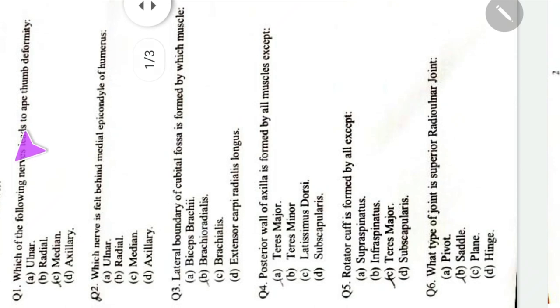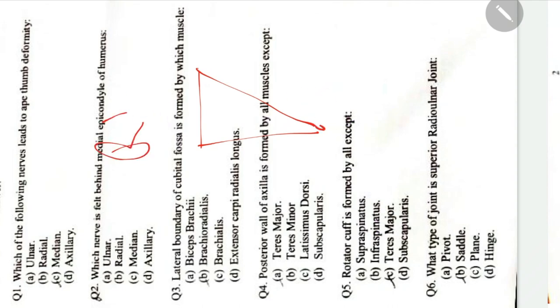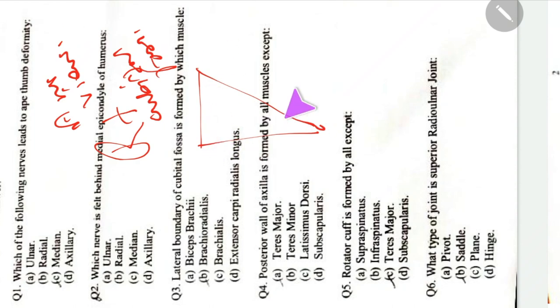Question number three. The lateral boundary of cubital fossa is formed by which muscle? So you know this, if I am talking about the right cubital fossa, this is the right cubital fossa seen from anterior view. This is a triangle which you find at the transverse crease of the elbow joint. This is the transverse crease of the elbow joint. This is the lateral border formed by which muscle?